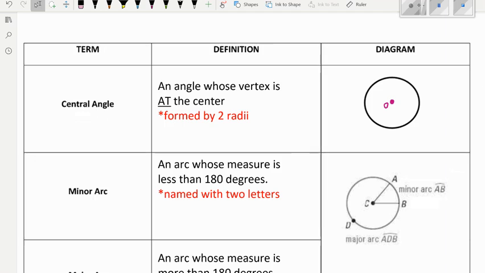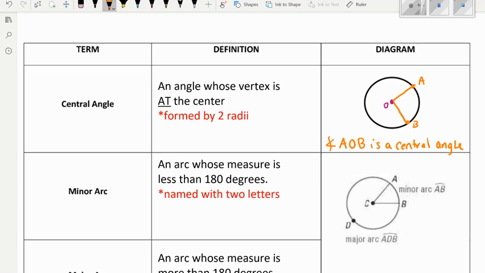A central angle. A central angle is an angle whose vertex is at the center, and it's formed by two radii. So if the center of our circle here is O, any two radii that we have would again have endpoints from the center to the endpoints on the circle. So we'll call this AB. So we would say that angle AOB is a central angle, because notice that the vertex is at the center.